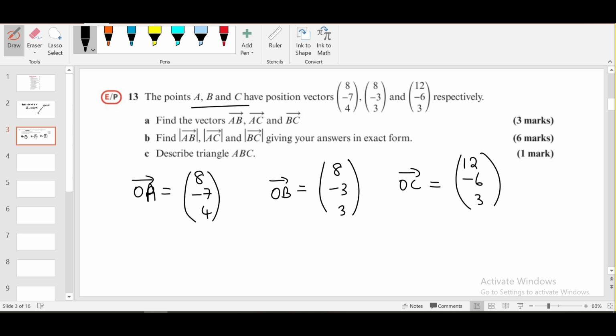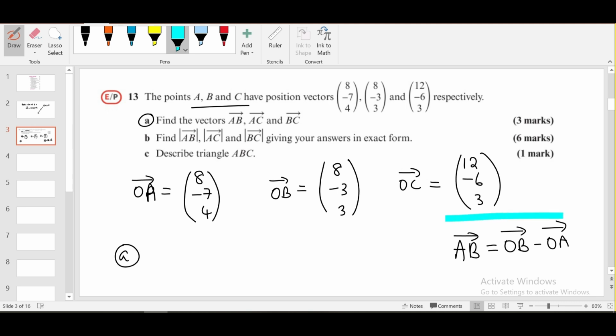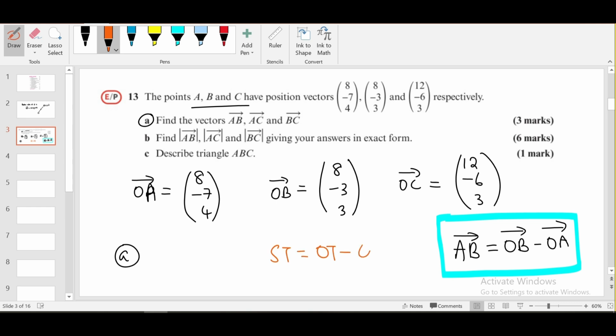Now when they ask you to find AB vector, part A, I want you to remember this rule. It's very important. AB vector is OB vector, take the second alphabet first, minus OA vector. This works for any 2 letters. If you want ST vector, you can write it as OT minus OS. If you want PQ vector, you write it as OQ minus OP. Understand what I'm saying? So take note of that rule.